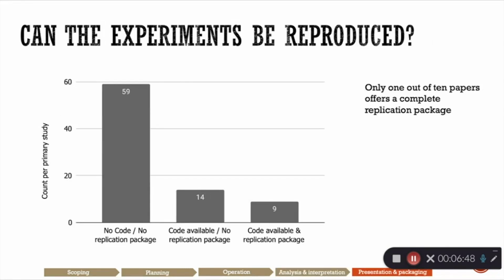Finally, on presentation and packaging, we were asking whether the experiments can be reproduced. And for this, we classified primary studies into the ones having no code provided and no replication package, others that provided the code but did not provide a full replication package, and a small category of papers that provided both a code and replication package, meaning the input data and instructions how to run and replicate the results. So this is a small number, and we believe that more papers can offer more complete replication packages in the future.